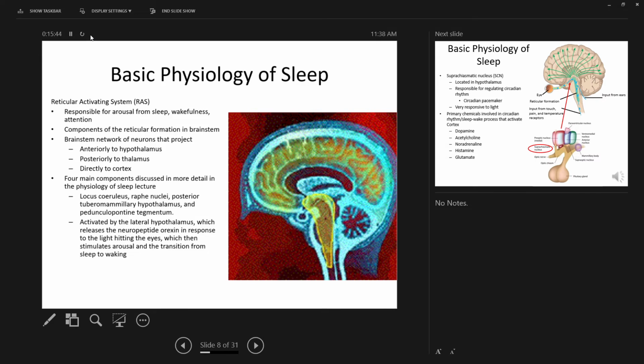Now, the RAS is very interesting because the RAS basically takes the information from the systemic system, the environment, and transmits it through the thalamus to the rest of the brain so that your brain can interpret it and come up with a plan of action that it sends back down to the body.